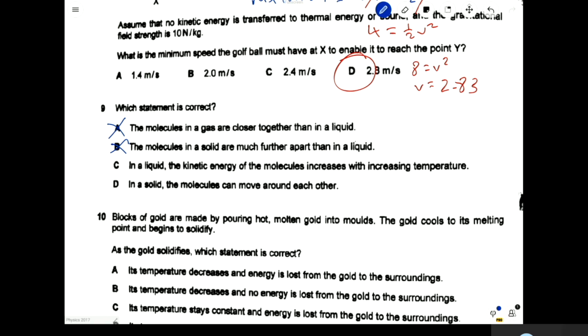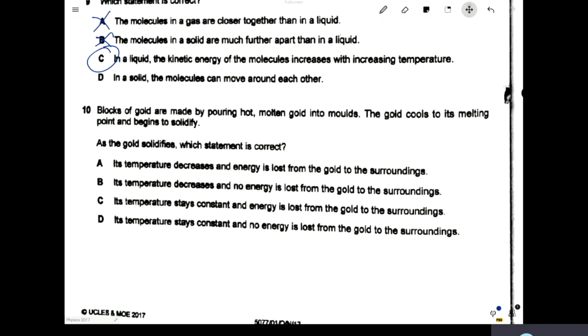C is correct. Next. Okay, blocks of gold are made by... Question 10. We look at 10. C is correct just now.